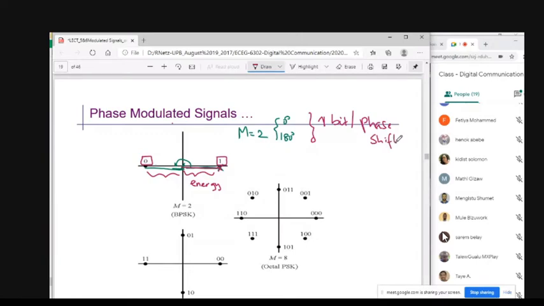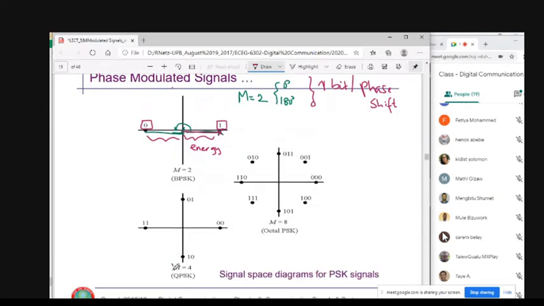Okay, each phase shift would represent one bit. Now, if we go for m is equal to 4, we will have four different phase shifts. So the resulting phase shifts are 0 degree, 90 degree, 180 degree, and 270 degree. Each of them will have the same energy.